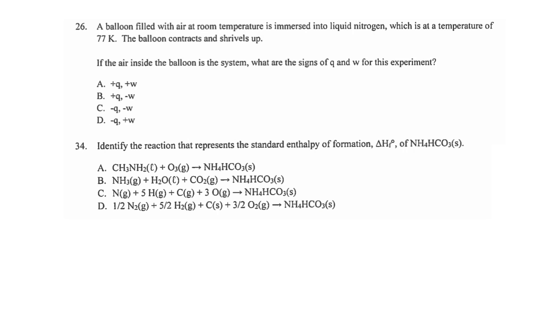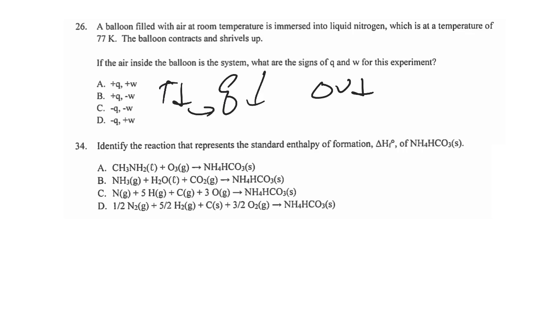A balloon is filled with air at room temperature. It's immersed in liquid nitrogen, which has a temperature of 77 Kelvin, well below room temperature. The balloon contracts and shrivels up. For the air inside the balloon, what are the signs of q and w? So the q of the air inside the balloon, the air has lost its heat. Heat in the balloon has dropped because the temperature has dropped. Temperature of the air in the balloon dropped, heat dropped. And then work was absorbed by the balloon because the surroundings were working on the balloon, compressing it, changing its volume inward.